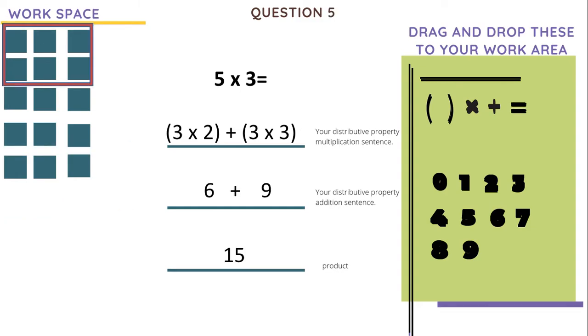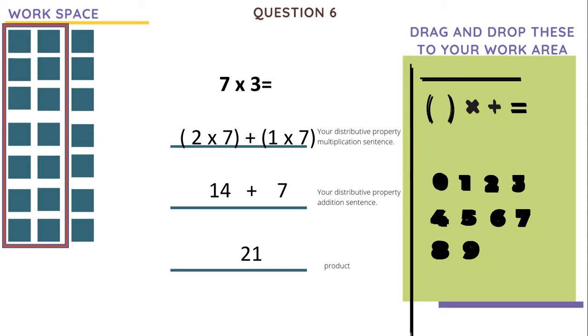Here we have 5 times 3. If you break apart the 5, you can break it into 2 and 3. The other 3 remains the same, so we would have 3 times 2 plus 3 times 3. If you notice, this is 3 columns, 2 rows, so there's your 3 times 2. Here you have 3 rows and 3 columns, which is your 3 times 3. 3 times 2 is 6. 3 times 3 is 9, giving us a product of 15.